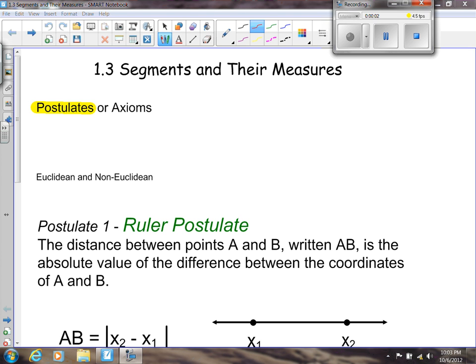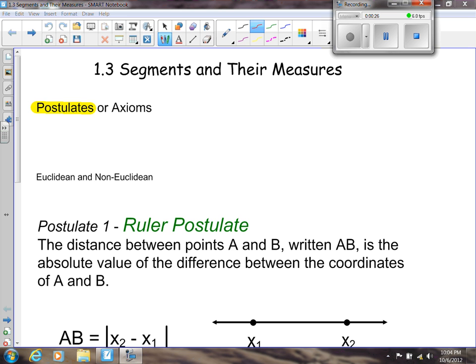Okay, 1.3, segments and their measures. First off, we're going to continue on. If you remember in 1.2, we talked about defined terms and undefined terms. That's kind of the basic building blocks we're going to be using in our reasoning to prove all sorts of different things in geometry.